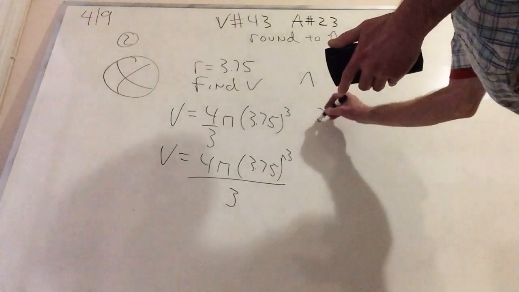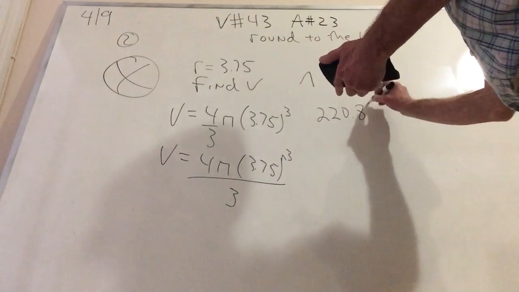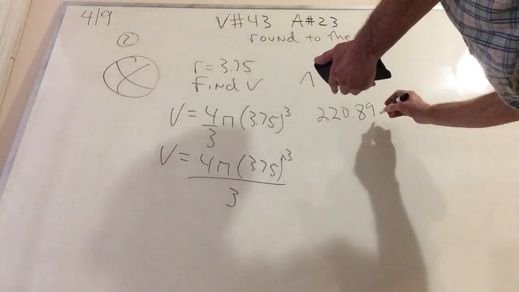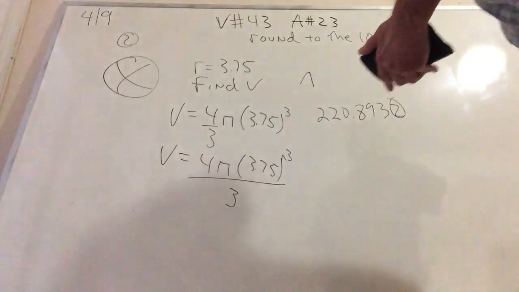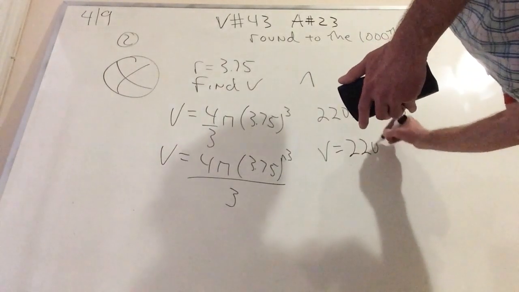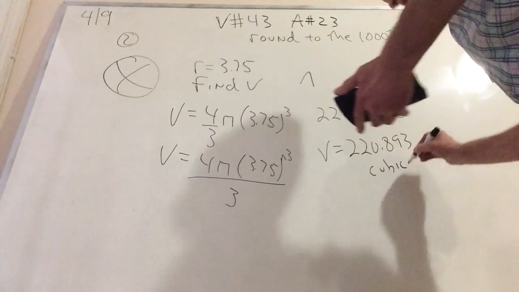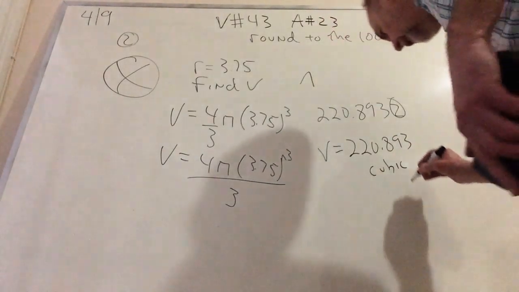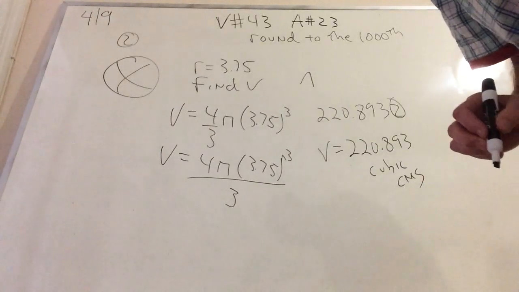And I end up with 220.89. I got to go up to a 10,000. There we go. Excuse me. And the volume is 220.893 cubic, I guess it's centimeters in this case. Okay? So there we go.